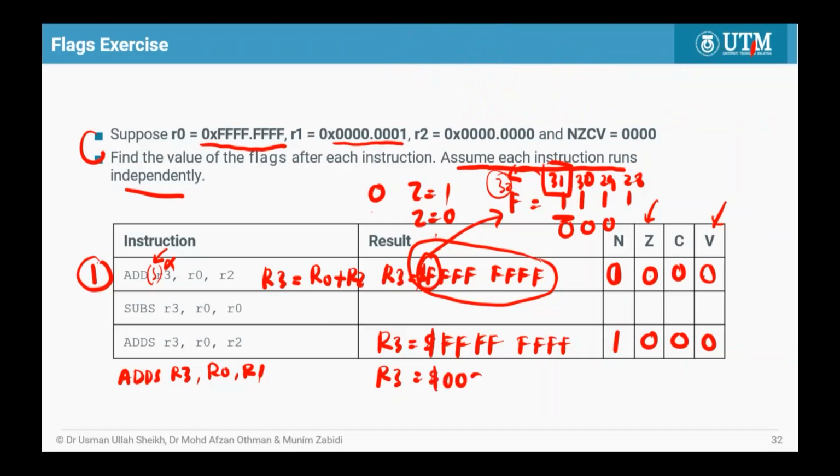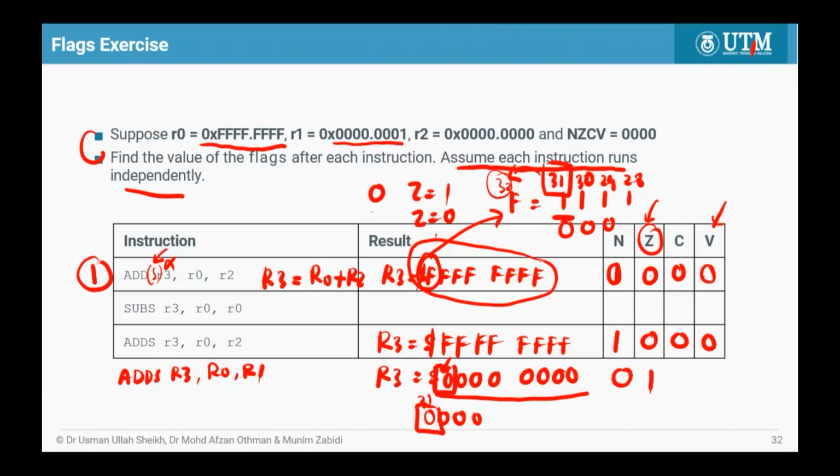So 0, 0, 0, 0, 0, 0, 0, 0. Now we look at this Z. Since there is a 0 value inside R3, your Z flag automatically becomes 1, because there is no value inside R3. What about your N flag, is it 1 or 0? For the N flag, you need to look at bit 31, correct? Since your bit 31 is 0, you put a 0 to your N flag.